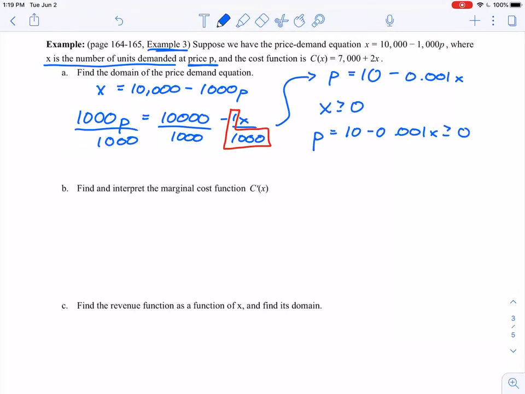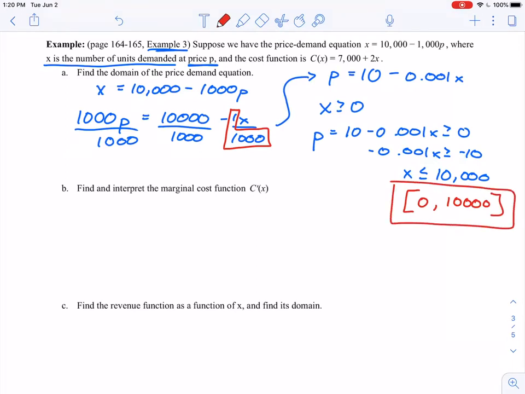So I'm just going to solve this inequality pretty quickly for x. So let's see, negative 0.001x greater than or equal to negative 10. So I should have x is less than or equal to 10,000 here. So essentially this says x should be greater than 0 but less than 10,000. So I want x to be between 0 and 10,000. So my domain here would be 0 to 10,000. So there is the domain of our price-demand equation.